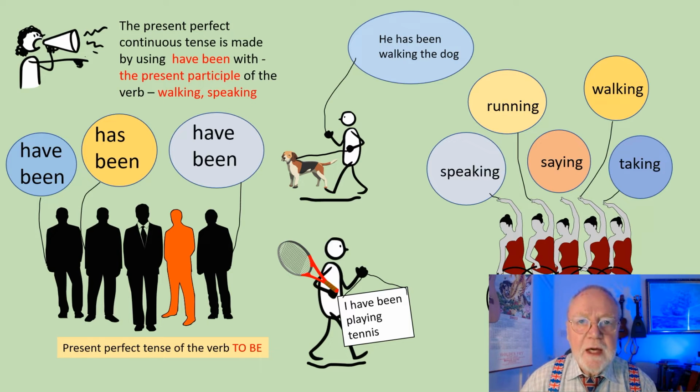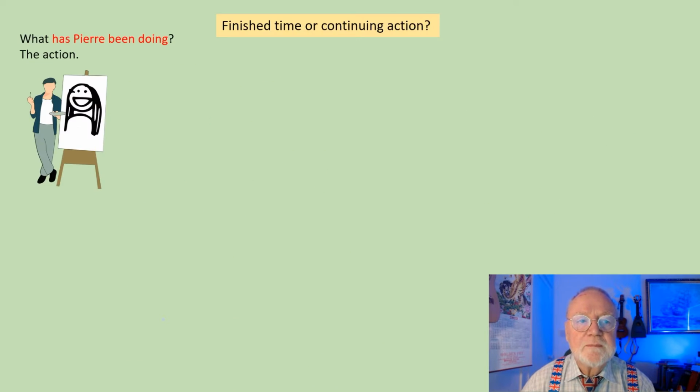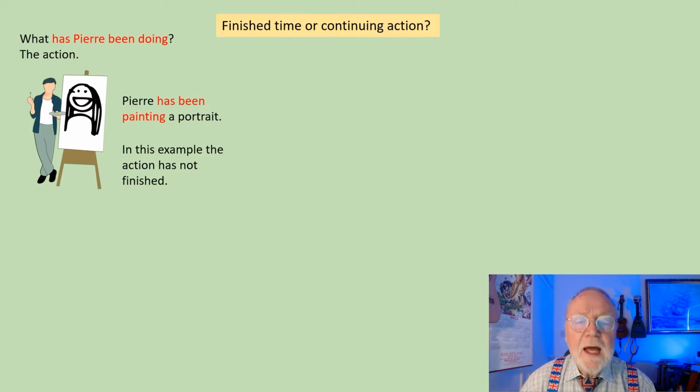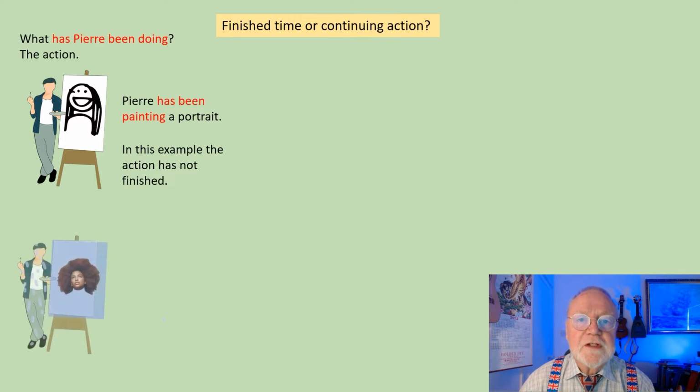Let's take a look at Pierre and see what he has been doing. We're concerning ourselves here with the action. Pierre has been painting a portrait, and we can see he is still painting the portrait. The action in this example has not finished.